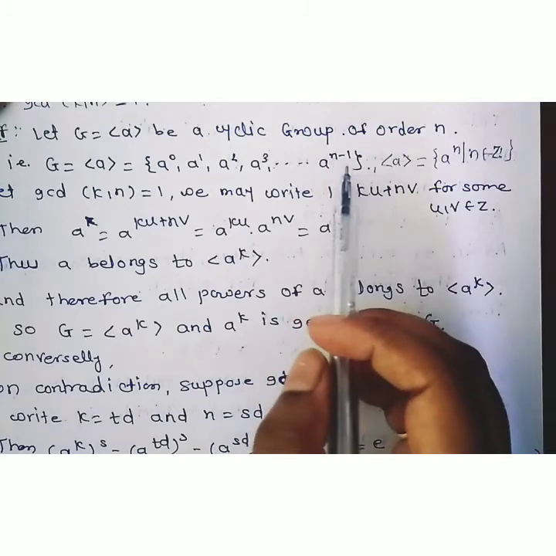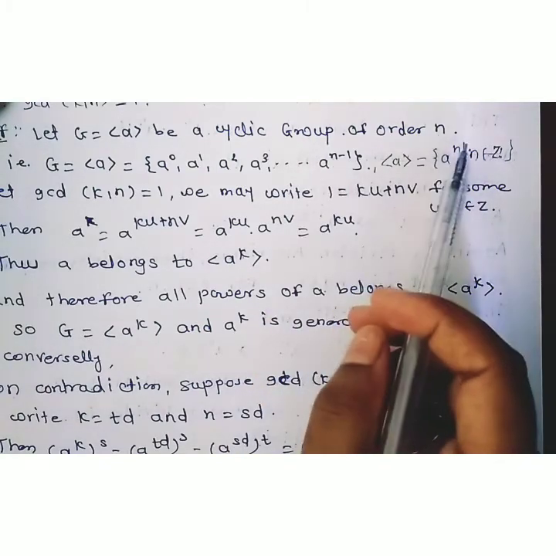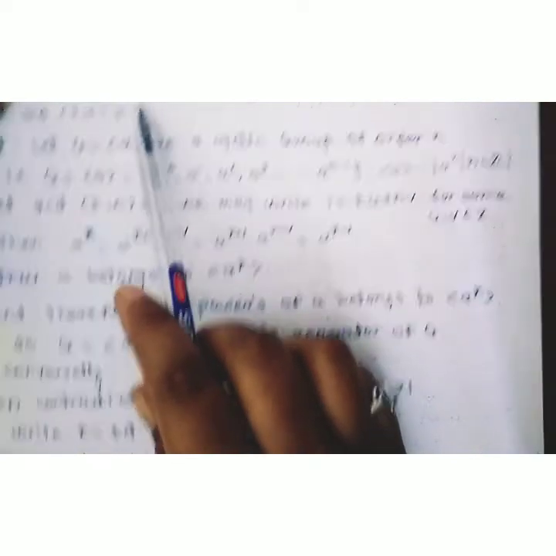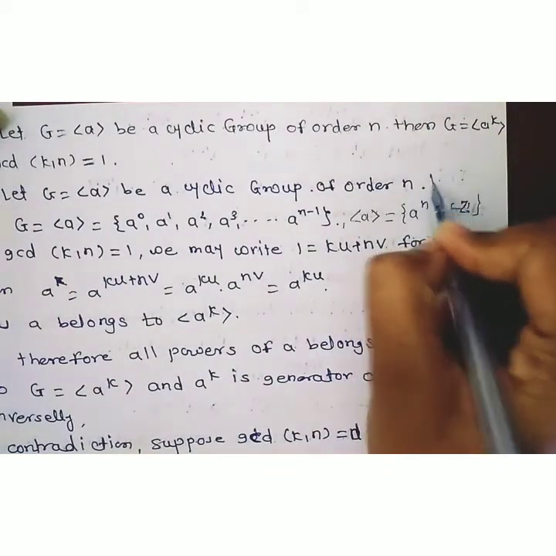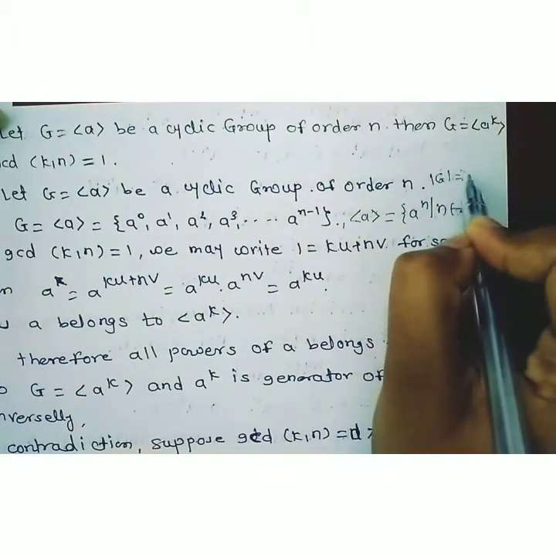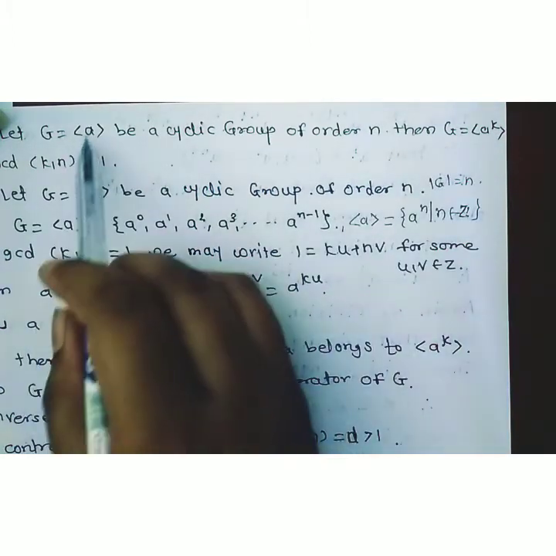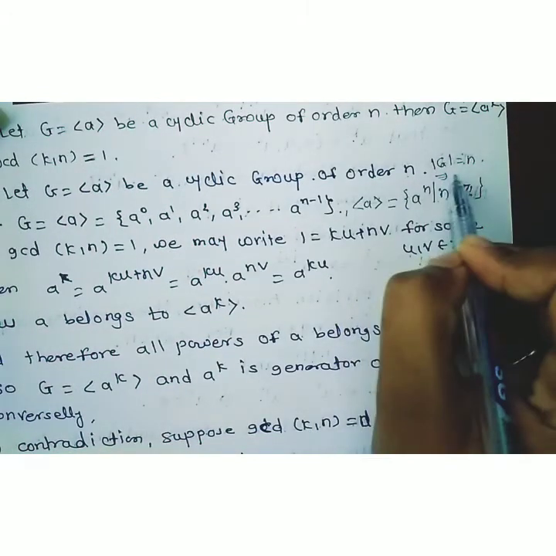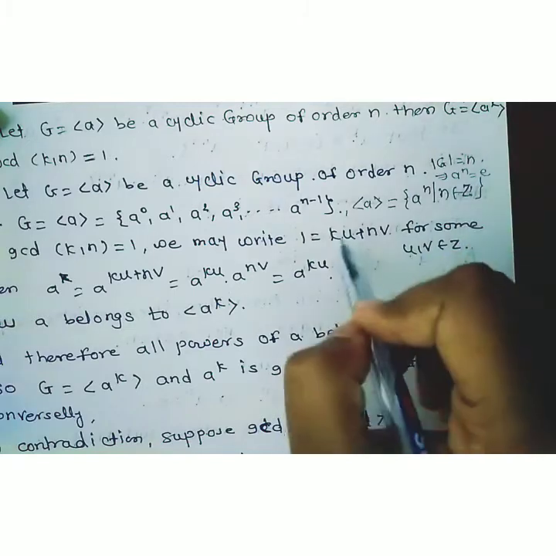And then A raised to n. Therefore, since G is the set generated by A, it is a cyclic group of order n. That is, the order of G is equal to n, and G is generated by A. Therefore, the order of A is also n. This implies A to the power n is equal to the identity.